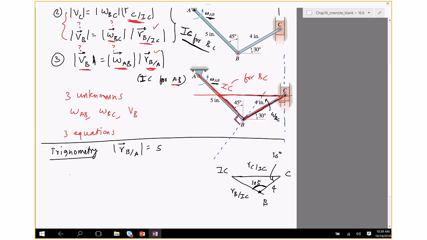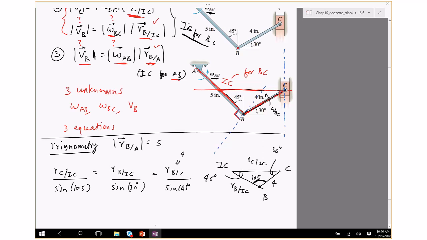Okay, so I'm going to use the sine rule because now I can also find this. The sum of the angles is 180, so 135. So 55? No, 40, 45? Yeah, 45. So R_CIC divided by sine of the angle opposite it, 105, equals R_BIC divided by sine of the angle opposite it, so 45, and then R_BC divided by sine of 45. No, sine, this should be 30. And this is 4. Okay, so that can be used to solve for R_BIC. The rules are up to here. And then once you do that, it's three equations, three unknowns. You can solve for the three unknowns.